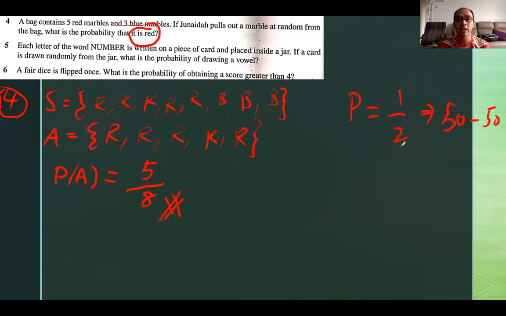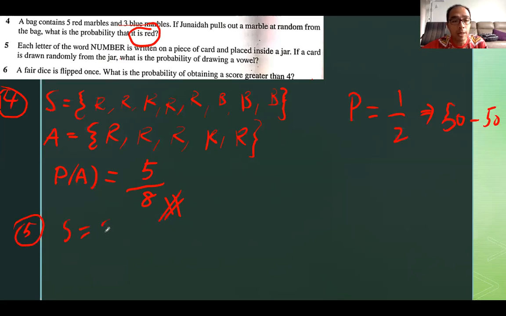Okay, question number 5. Each letter of the word NUMBER is written on a piece of card and placed inside a jar. Now, if a card is drawn randomly from the jar, so you want to choose one card, what is the probability of drawing a vowel? So, same thing. Sorry, for those of you who are good at this, I'm still going to do this the slightly longer way just to give you the example.